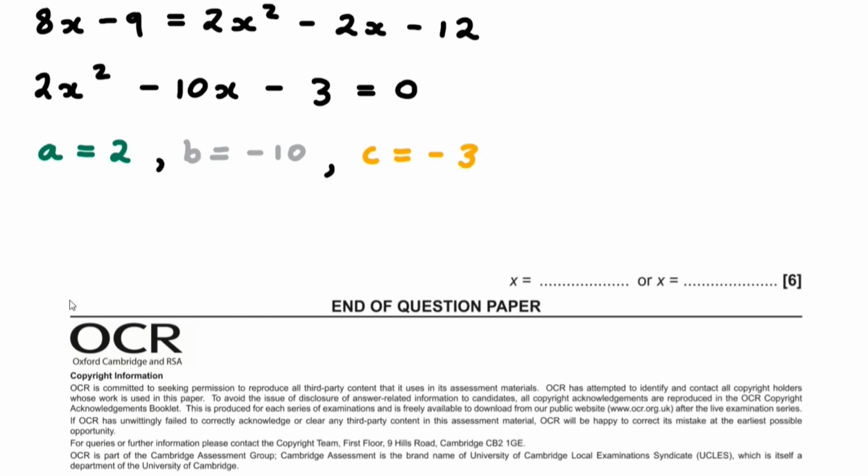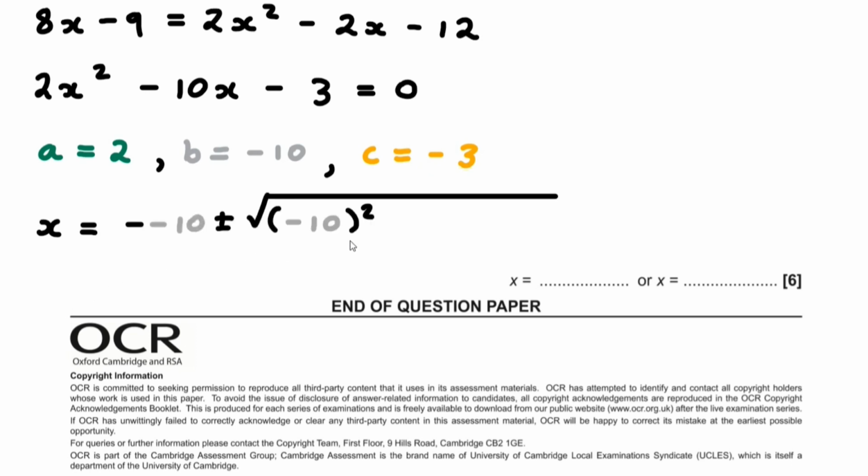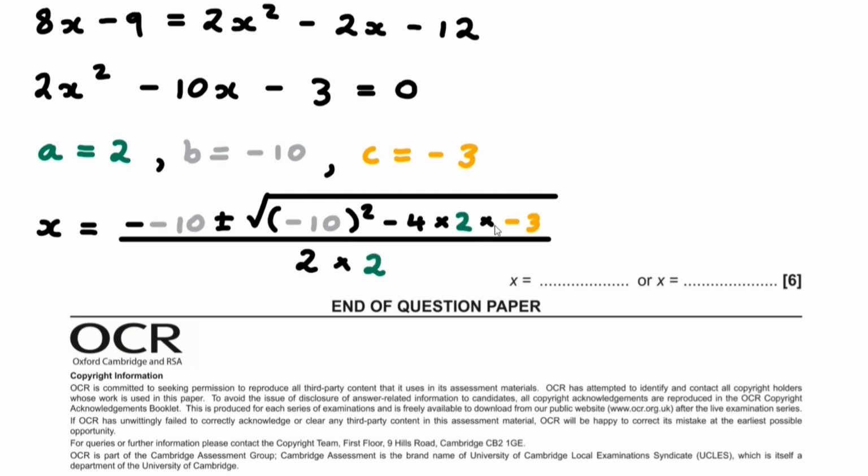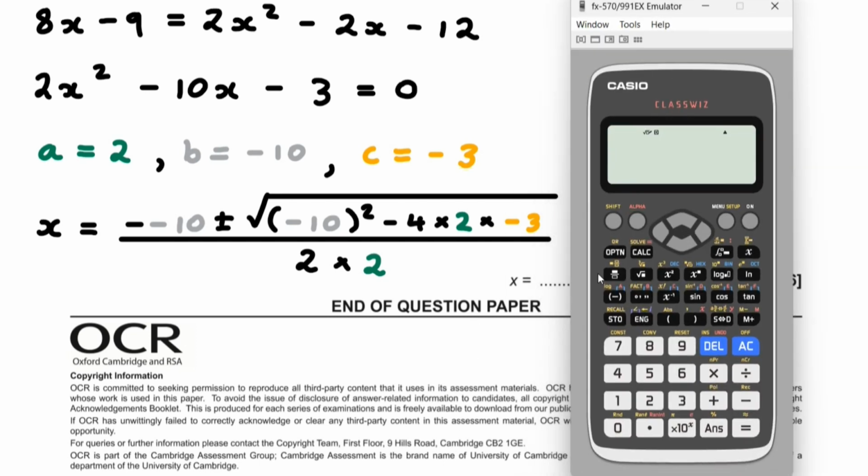So let's substitute this into the quadratic formula. I've got x equals negative 10 plus minus the square root of negative 10 squared subtract 4 times 2 times negative 3 all over 2 times 2. So let's find out what x is. I've got negative 10 plus the square root of negative 10 squared, subtract 4 times 2 times negative 3 over 2 times 2.